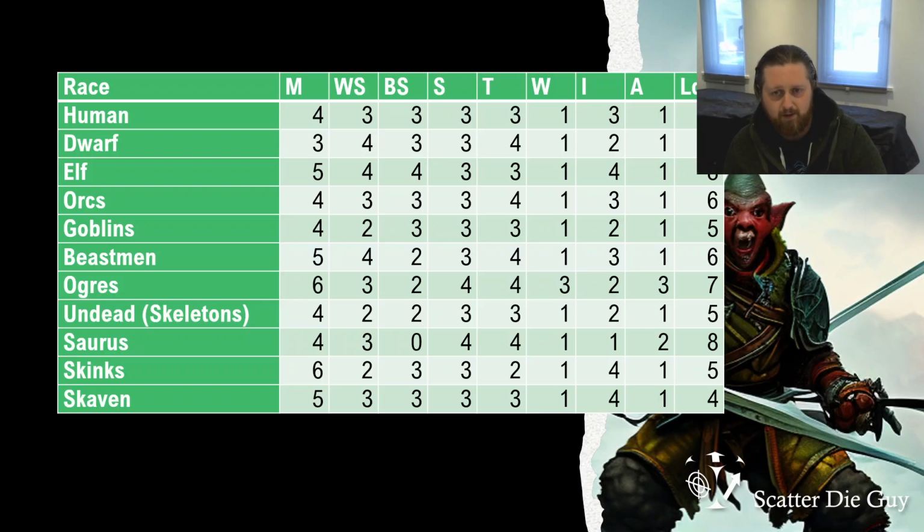Orcs and goblins are really two connected races rather than a single archetype. As you can see, I've split these out in the table here. Orcs are not too dissimilar to humans, at least on the level of their baseline profile. They trade lower leadership for an increased toughness characteristic, making them slightly less predictable but relatively harder to kill.